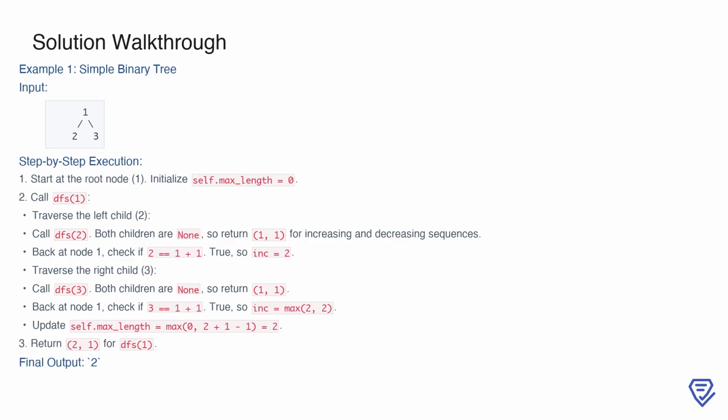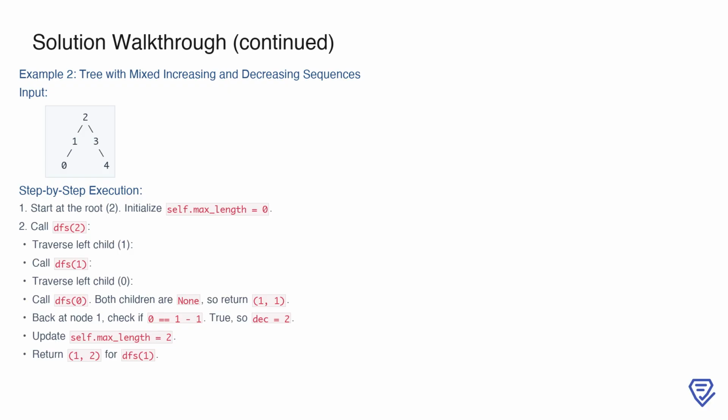Now, we examine a more complex binary tree where the sequences can both increase and decrease. The root node is 2, with 1 and 3 as its children, and further descendants 0 and 4. Starting with self.max_length at 0, we call DFS(2), and first traverse the left child, node 1. From there, we move to node 1's left child, node 0. Since node 0 has no children, it returns [1, 1].